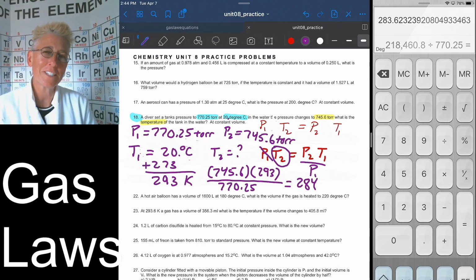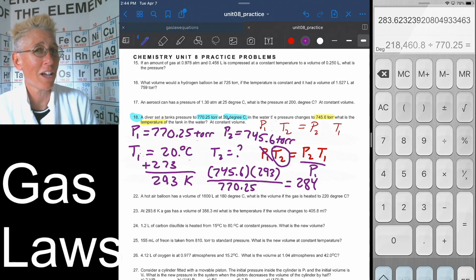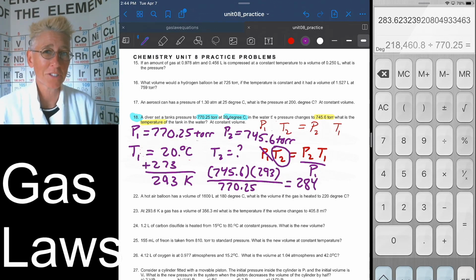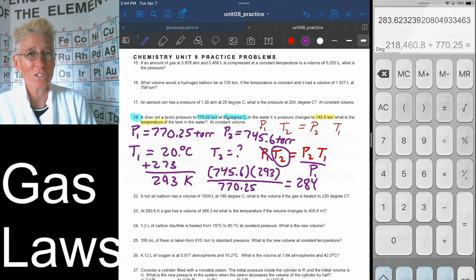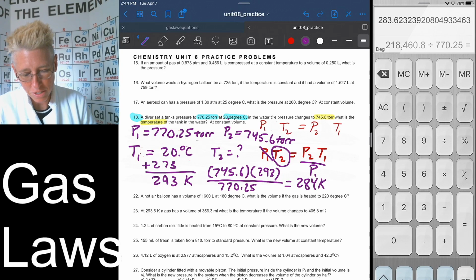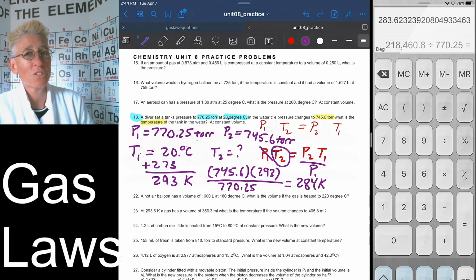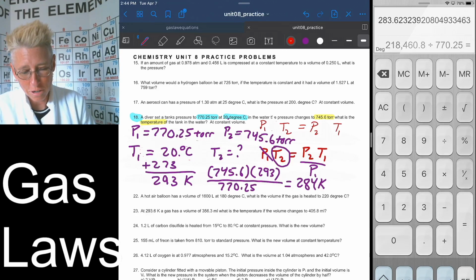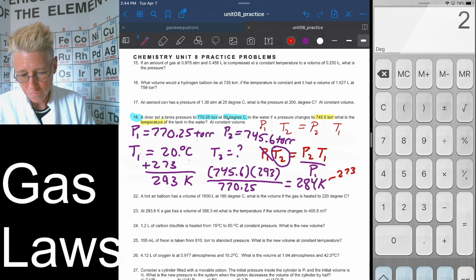Now the question: that's a temperature. Is that answer in Kelvin or is it in Celsius? Well, seeing how my original temperature that went into this calculation was Kelvin, this answer is also Kelvin. If I do want this answer in degrees Celsius, I would have to subtract 273 from the 284. So 284 minus 273, and I get an answer of 11 degrees Celsius.